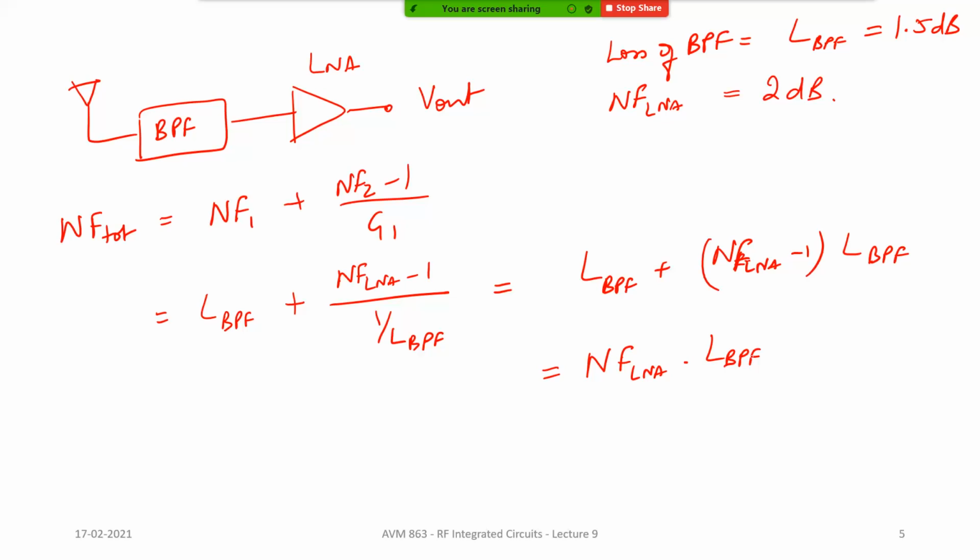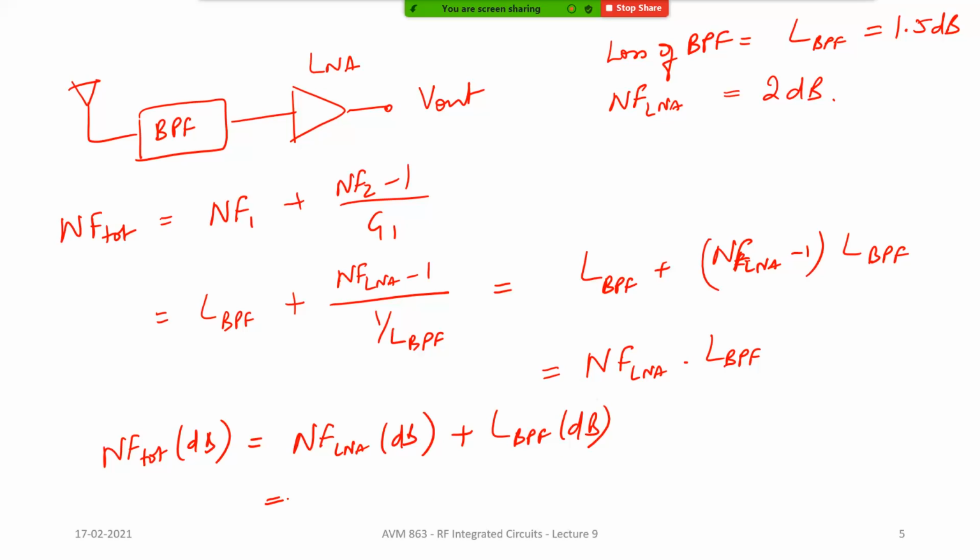So in dB, what happens? NF total in dB can be written as NF LNA in dB plus loss of BPF in dB. So how much will you get? Come on guys, I've given you the values. What will be the total noise figure? It's basically 3.5 dB.